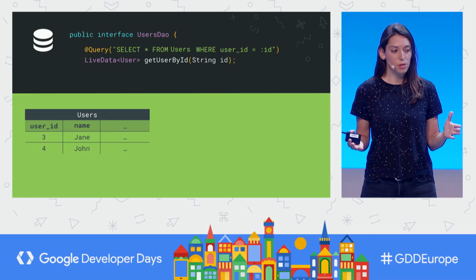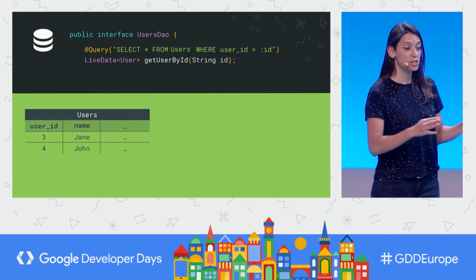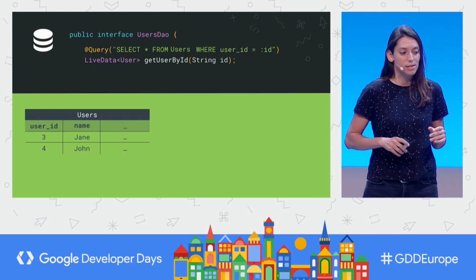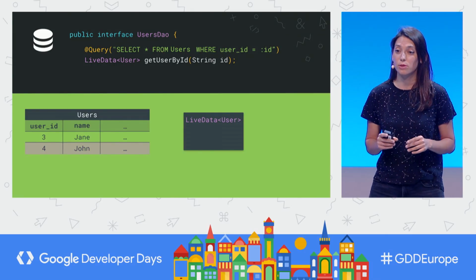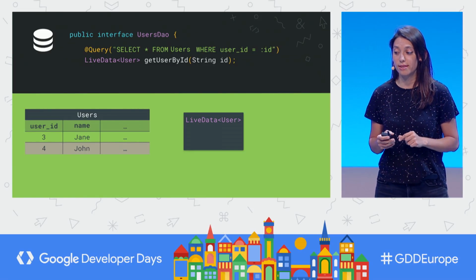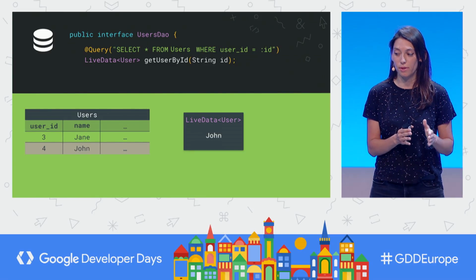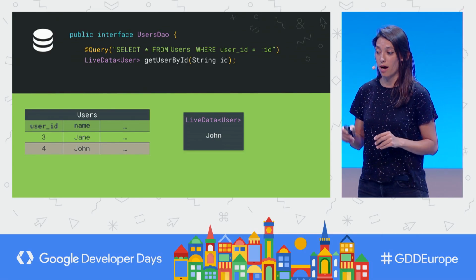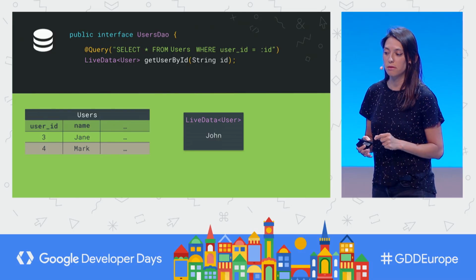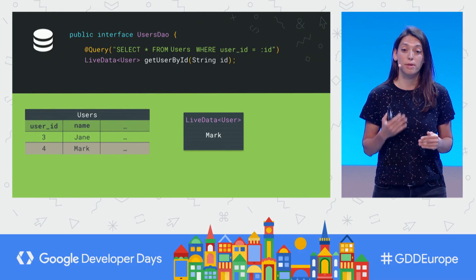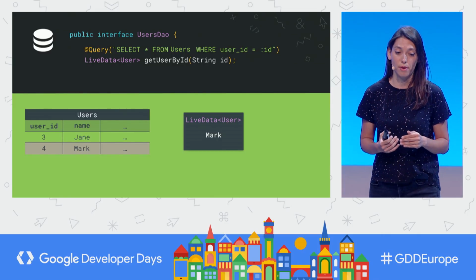So what's an observable query? Let's say that we have this users table, and we want to get the users by ID. So let's say that we're interested in the user with ID 4. So live data will get the initial data from the database, which is the user with the name John. But then when we update the data in the table with, let's say, Mark instead of John, the live data will automatically emit that new information.